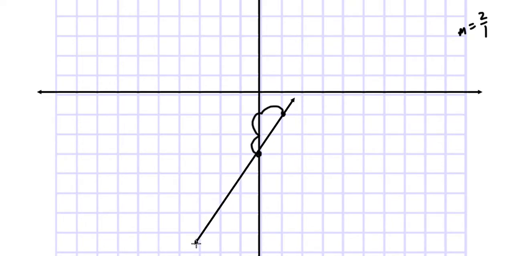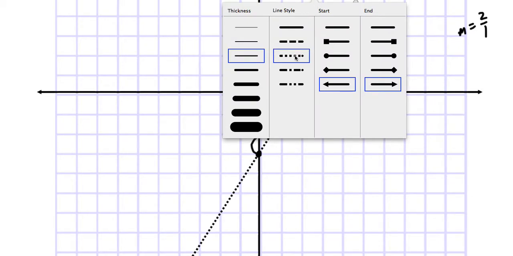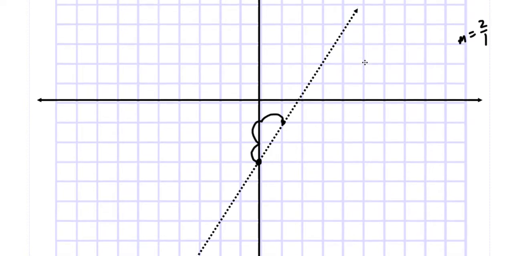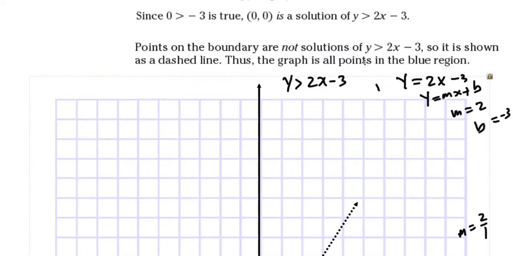right there. Let's do this. Connecting those two points, that now becomes the graph of y equals 2x minus 3. But I'll take it one step further. I'll make it a dashed line, and I'll tell you why later. So that's the graph of our boundary, y equals 2x minus 3.